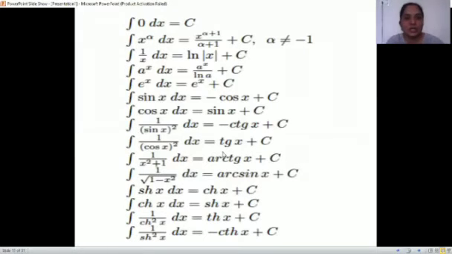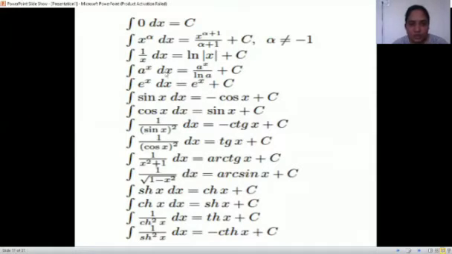Okay, next formula, integration of 0 dx. Integration of 0 is 0, but there should be just the constant of integration c. Next is integration of x raised to alpha, which is x raised to alpha plus 1 upon alpha plus 1, plus c, the constant of integration. Alpha should not be equal to minus 1, because if it is, minus 1 plus 1 is 0, and the whole term goes to infinity. Next is integration of 1 by x dx, that is log x.